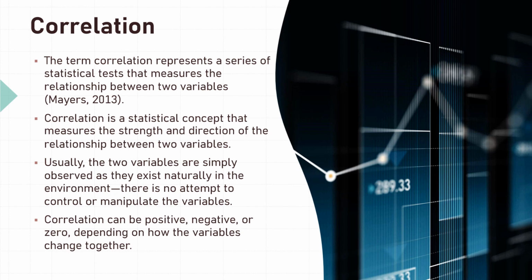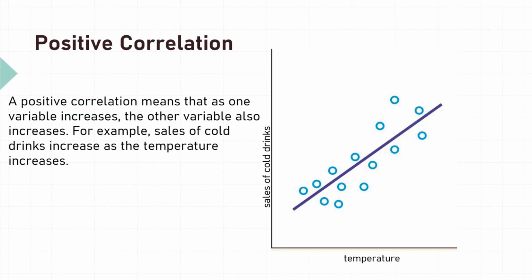We just observe, calculate their values, and we calculate the correlation coefficient. Correlation can be positive, negative, or zero depending on how the variables change together. This is the example of positive correlation. You can see this straight line which has a slope on the positive side. We have taken the example of sales and temperature.